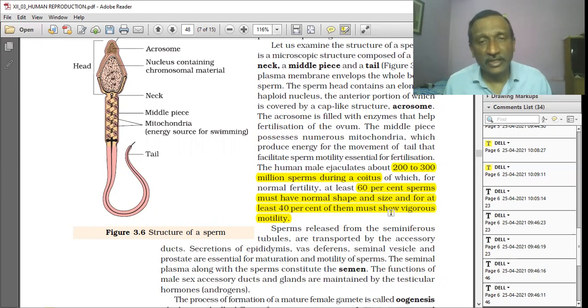So these many sperms are required. Then only fertilization can happen.